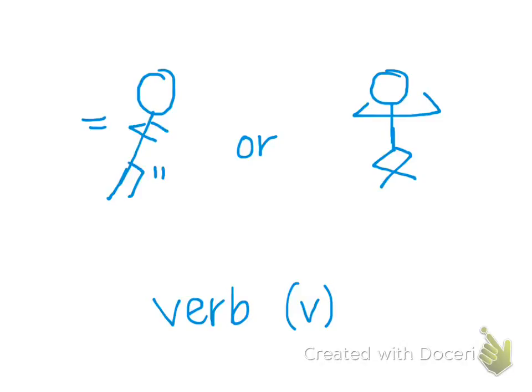Okay, so verbs. The abbreviation for verb is V. A verb is an action or a state of being. That's why I have two images on this screen. So this guy on the left is supposed to be running. Hopefully you see that. Or you could say that he's dancing or something, falling over, but he's doing something.